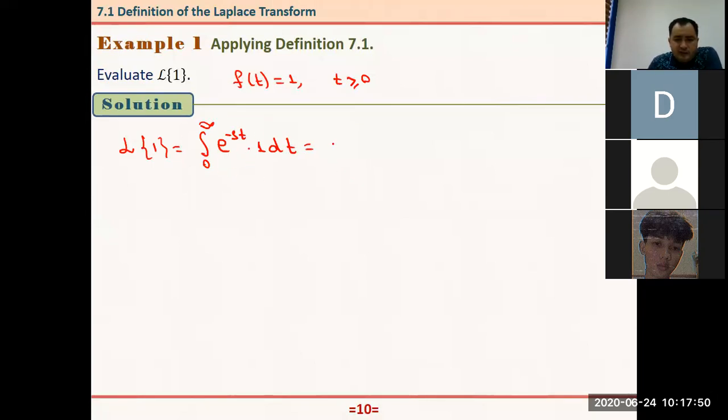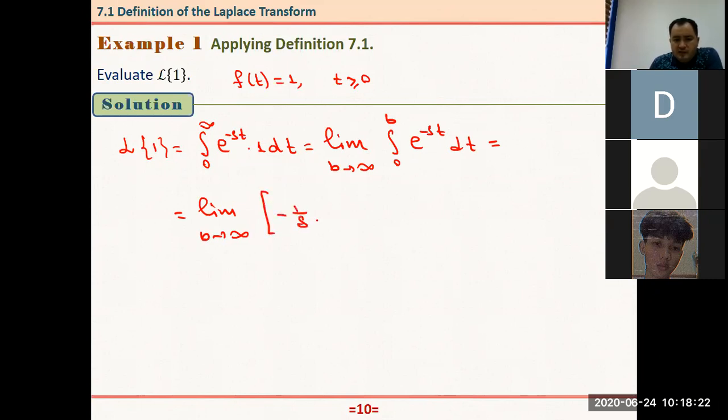How do we solve this? Here, I will introduce another variable. Let's say this b goes to positive infinity. Here we have from 0 to b, right? Here we have e to the power minus st dt, right? And that is equal to the limit when b goes to positive infinity. We now have to integrate this. That's equal to minus 1 over s times e to the power minus st, right? From 0 to b.